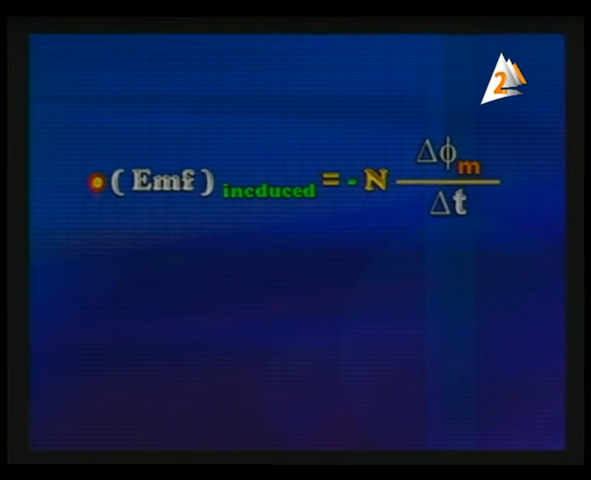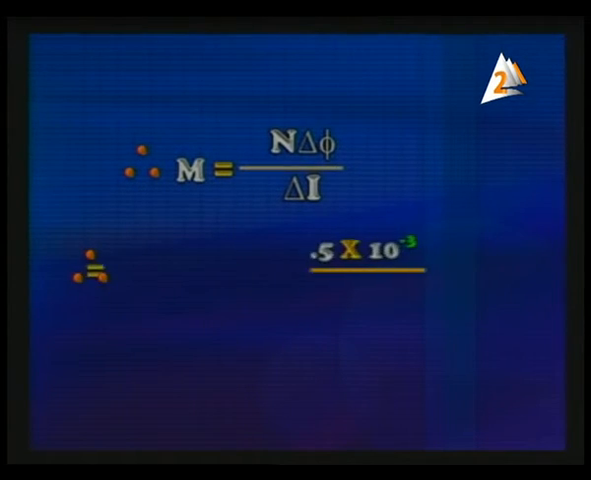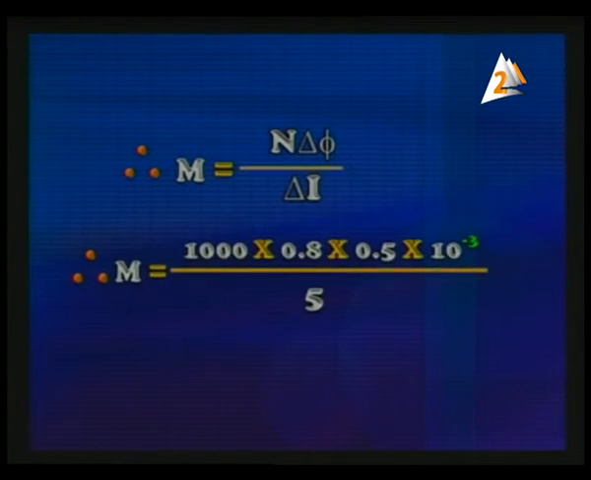EMF induced is equal to minus N delta phi magnetic over delta T, and also equals negative M delta I over delta T. So mutual inductance is equal to N delta phi over delta I. So it is 1,000 times 0.8 times 0.5 times 10 to the power of -3 over 5. It is 0.08 Henry.